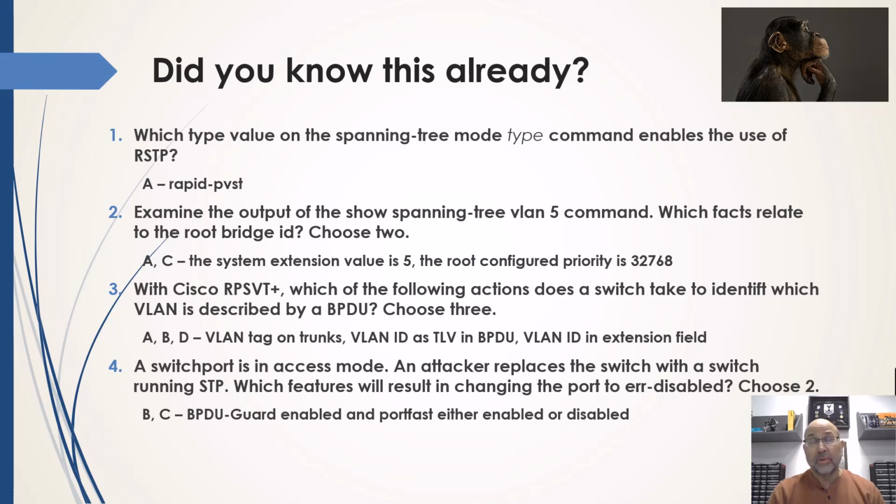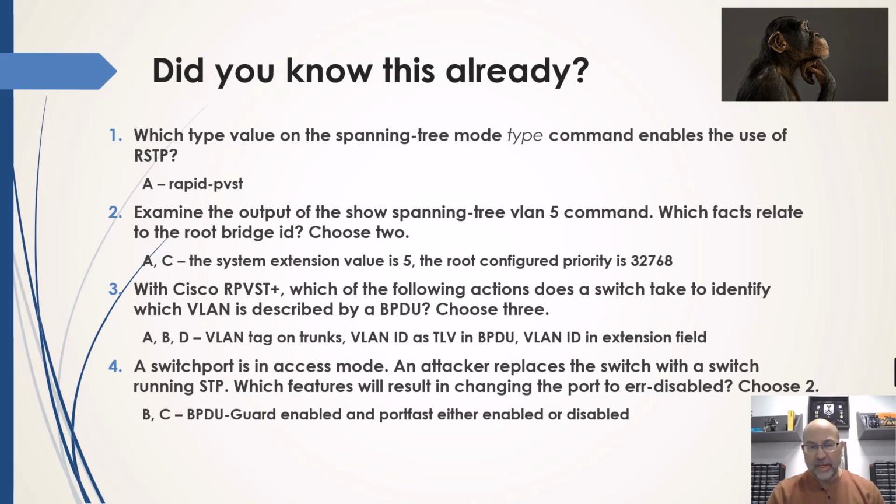Well, if you remember from last time, and we'll see later on, the minute you have VLANs, we've got to have some way to indicate that there are VLANs. And one is that in this case, with this VLAN 5, that'll be the system extension, and the base priority will be 32768. Question number 3, with Cisco Rapid PVST+, which of the following actions does a switch take to identify which VLAN is described by a BPDU? Choose 3.